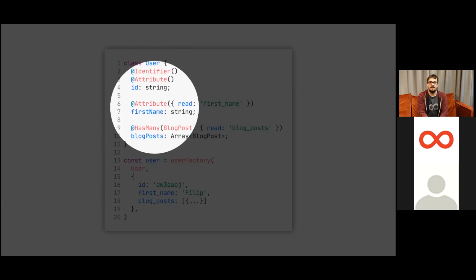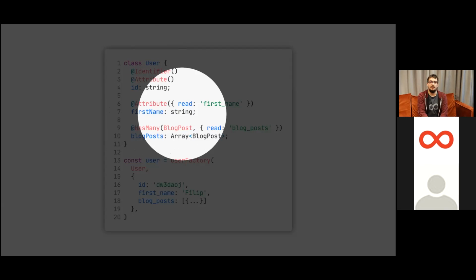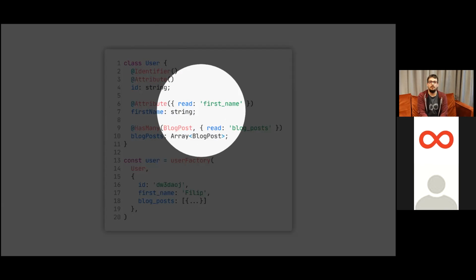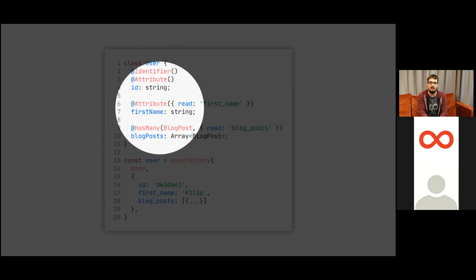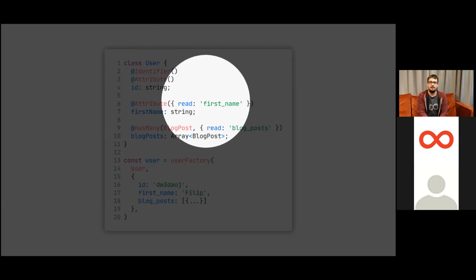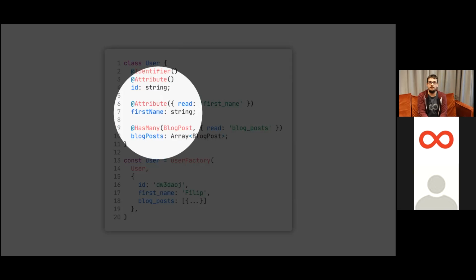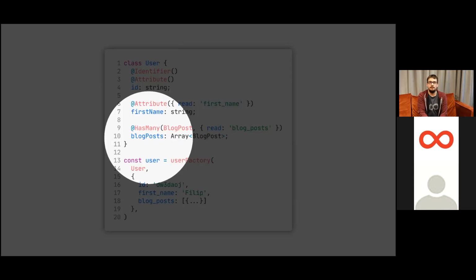And next, we have the firstName property. We again say that that is an attribute, but we say that, for example, the API maybe returns an object that uses snake case, but our property is camel case. So we can attach some metadata here that we want to actually read the first_name property from the raw JSON that we get from the API, but we want to map it to firstName in camel case. We can also define relationships.